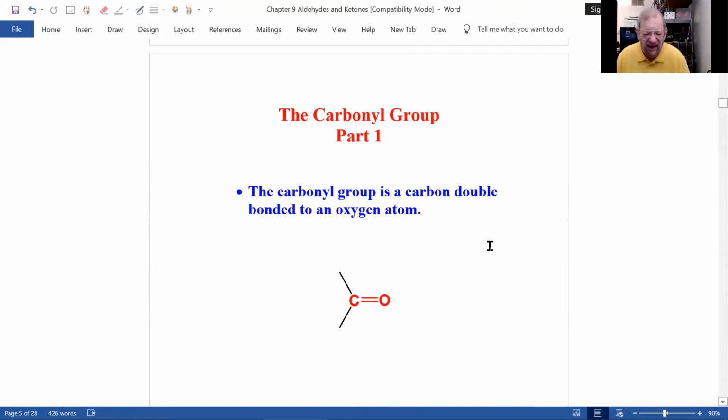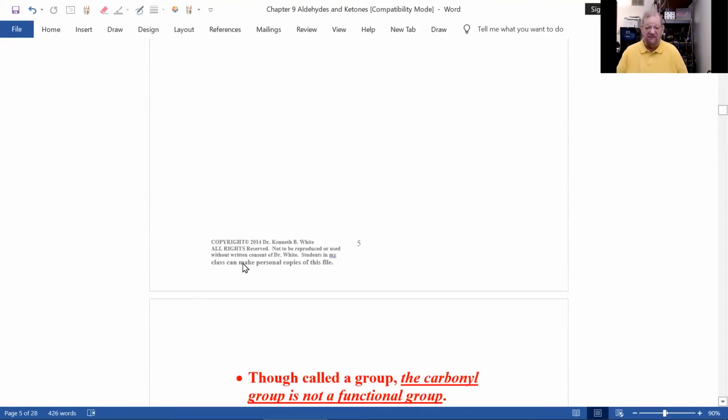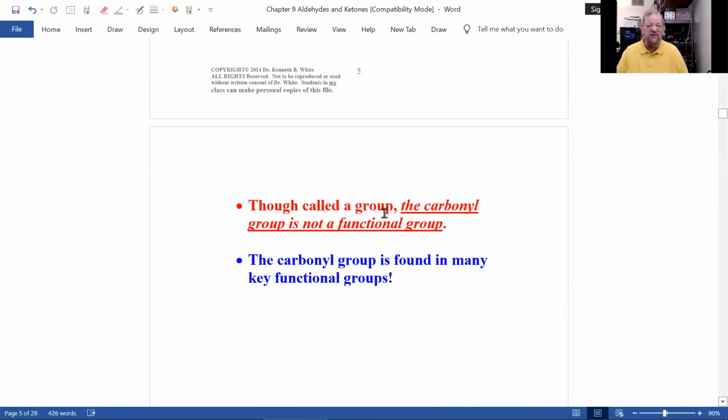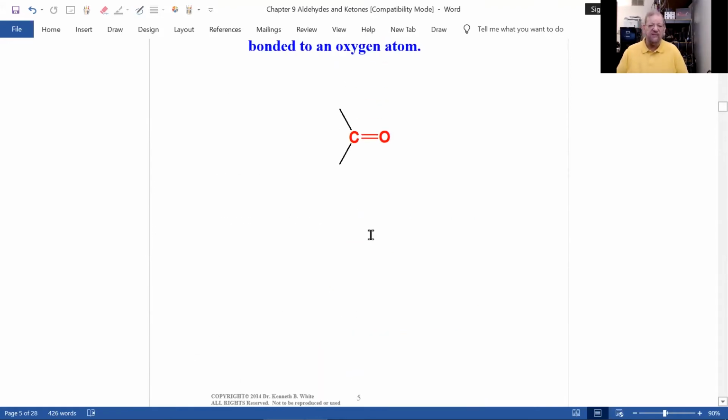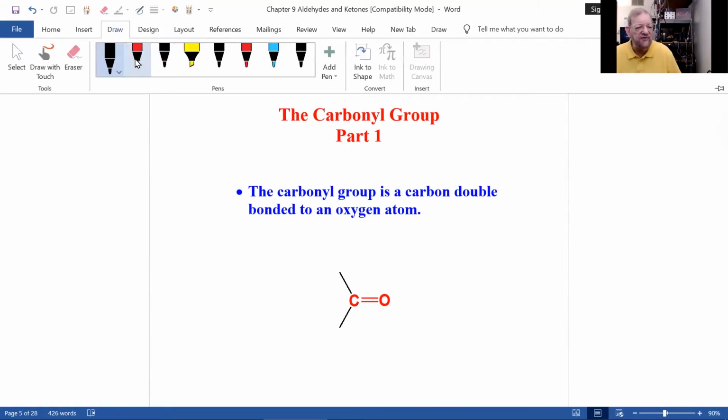But before we do that, there's something very important I want to talk about. And I'll reveal something very personal now about Dr. White. And that's the carbonyl group. The carbonyl group is carbon double bond to oxygen. It's not a functional group. Though it's called a group, the carbonyl group is not a functional group. And I think it's time for Dr. White to get subtle.